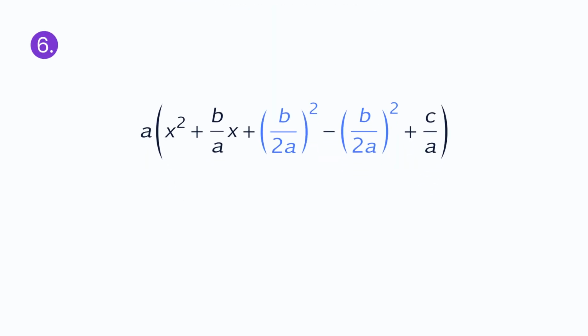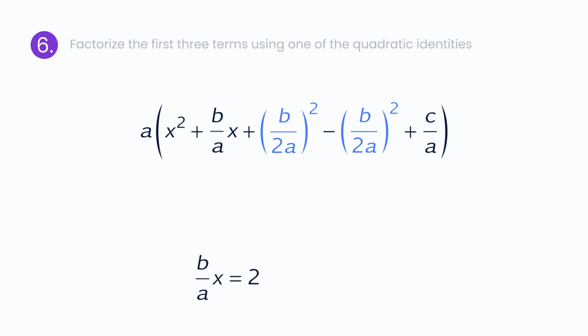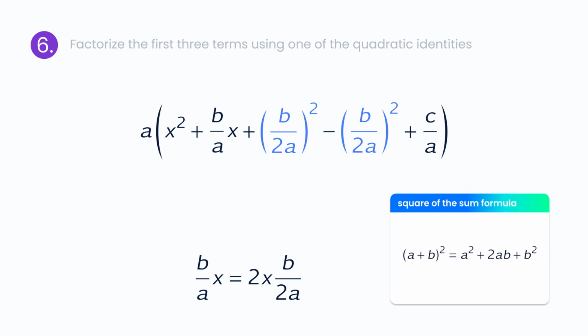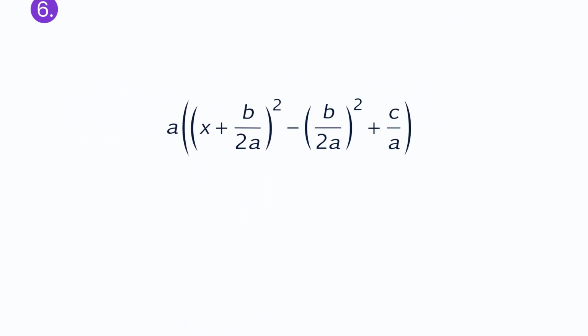Let's move on to step 6. The first 3 terms can always be factorized by using one of the quadratic identities. Notice how b over a times x equals 2 times x times b over 2a. In this case, you can use the square of the sum formula. This gives you the quantity x plus b over 2a squared.